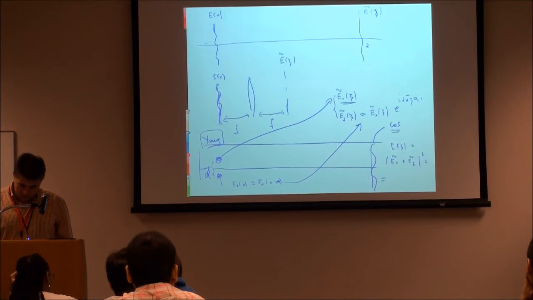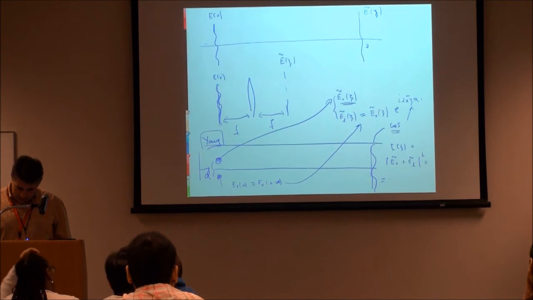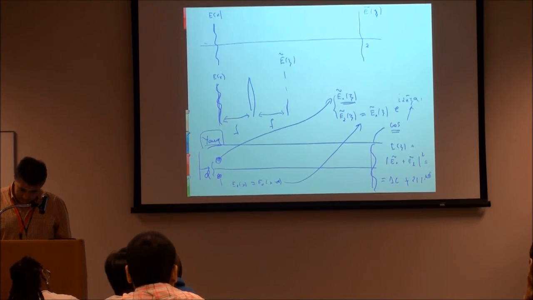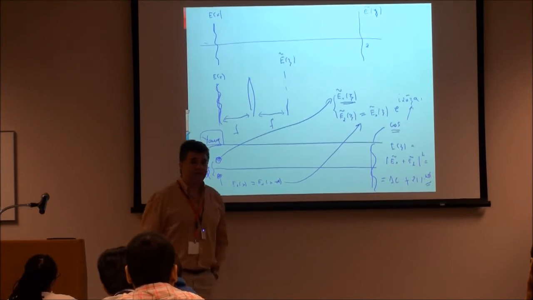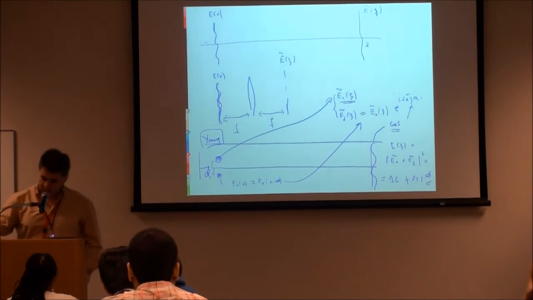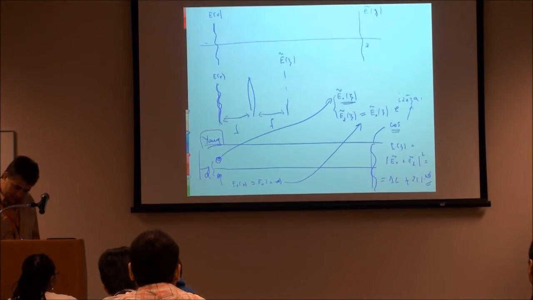So it will be modulus square of this plus modulus square of this plus 2 times this cosine of this. So it will be something like some DC term that we don't care about, plus 2 times something something times cosine psi A. Of course, I didn't tell you what psi is. I will do that later. Psi is proportional to the position across this plane.